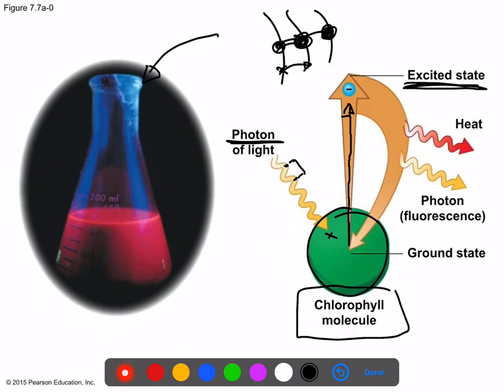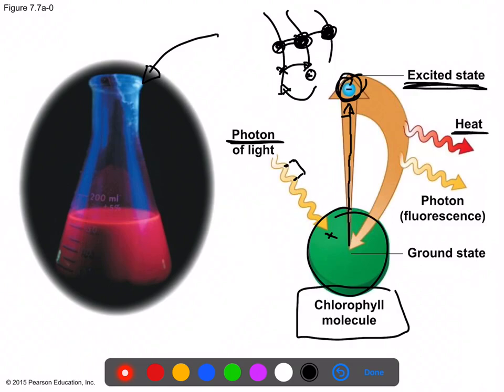So what happens when the electron goes from being here to jumping there? Well, this is the part that's different between a pigment that's in the thylakoid membrane and a pigment that is outside of the thylakoid membrane. When it's outside the thylakoid membrane, that electron right here cannot stay in this place. It's going to go back to its original position.